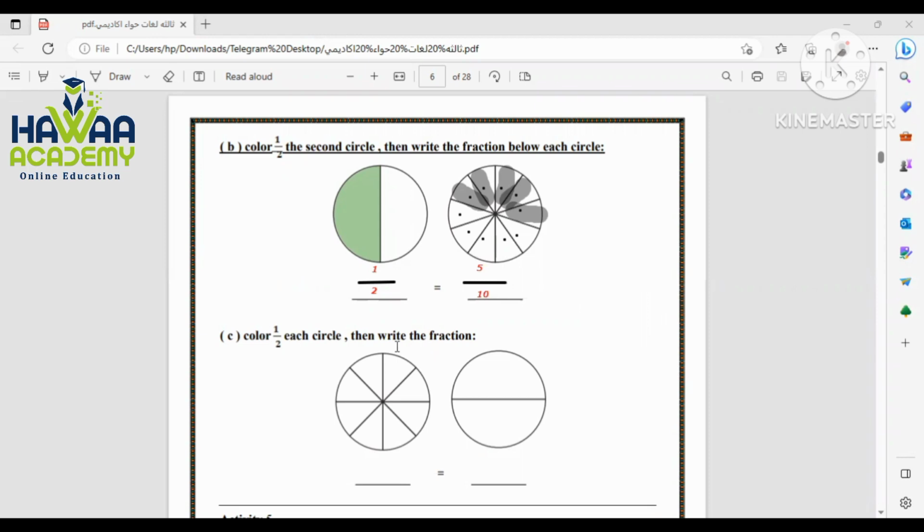Okay, color half of each circle, then write the fraction. Okay, I will color half of this circle, and then count how many parts here. 1, 2, 3, 4. So here the fraction will be 4 over 8, and here 1 over 2. Okay, and that's activity number 4. Let's continue.